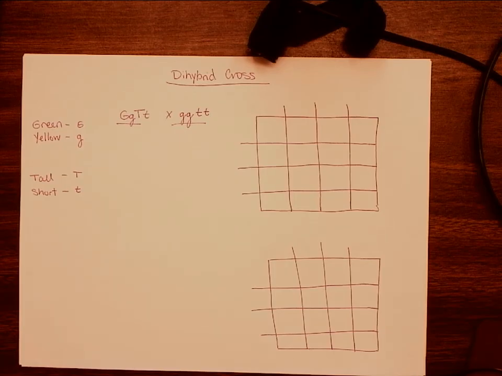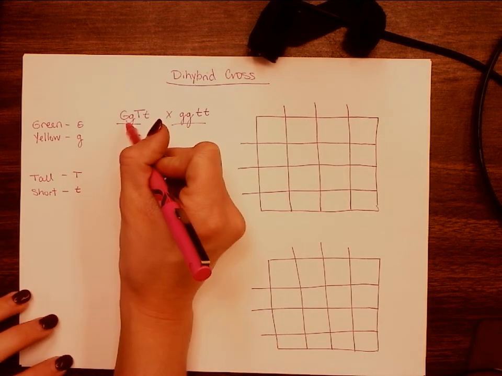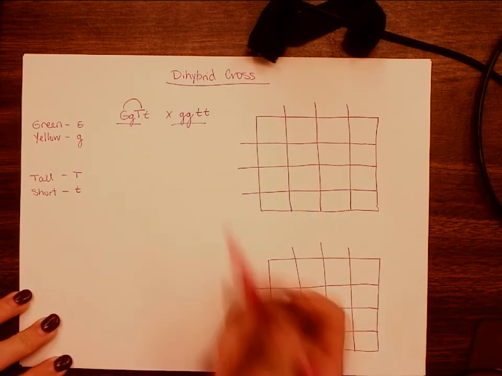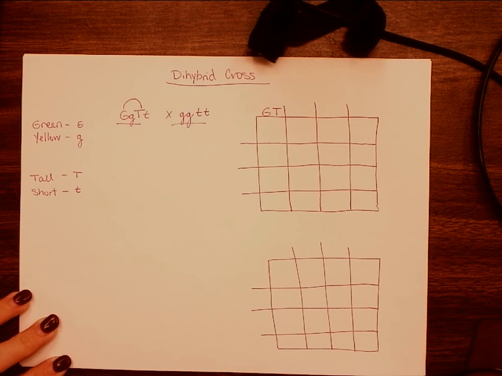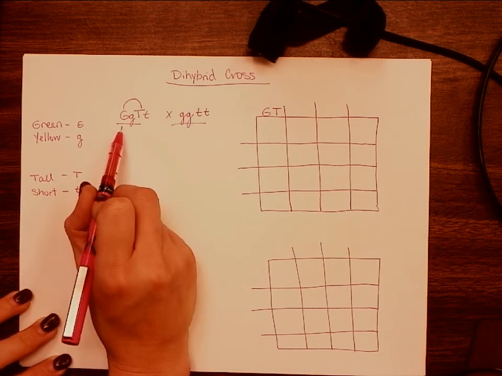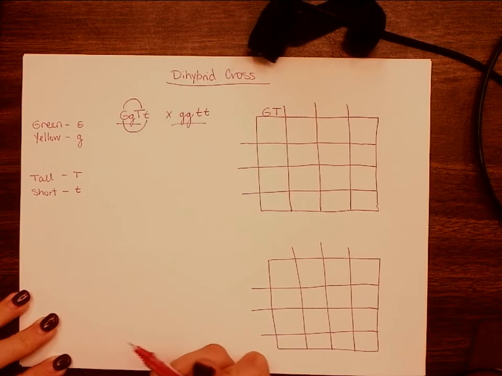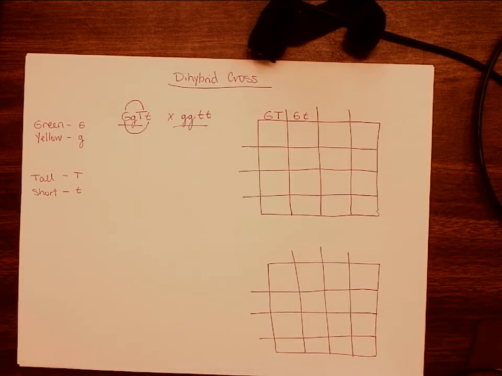To do this, we will have to do FOIL. Takes a little bit of practice, but we will show how these traits are going to separate. If we start with the first parent, this big G can be passed along with the big T. So that's my first possible gamete combination, big G, big T. This big G could also be passed along with the little t. So this is my second gamete combination.